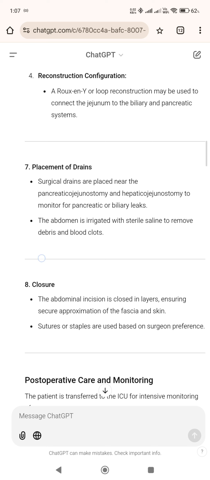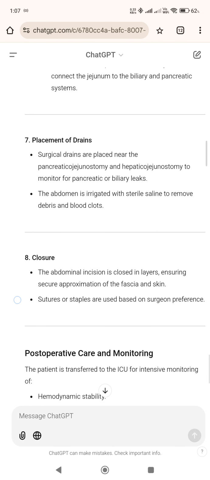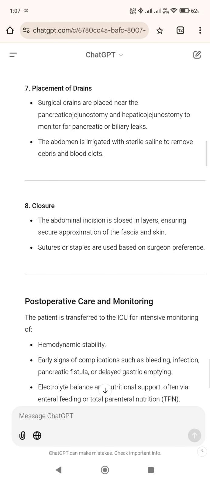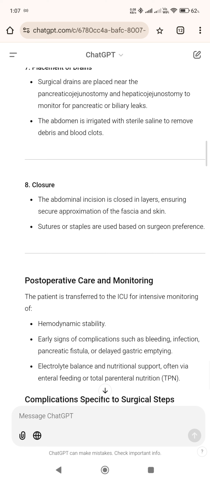7. Placement of drains. Surgical drains are placed near the pancreaticojejunostomy and hepaticojejunostomy to monitor for pancreatic or biliary leaks. The abdomen is irrigated with sterile saline to remove debris and blood clots. 8. Closure. The abdominal incision is closed in layers, ensuring secure approximation of the fascia and skin. Sutures or staples are used based on surgeon preference.